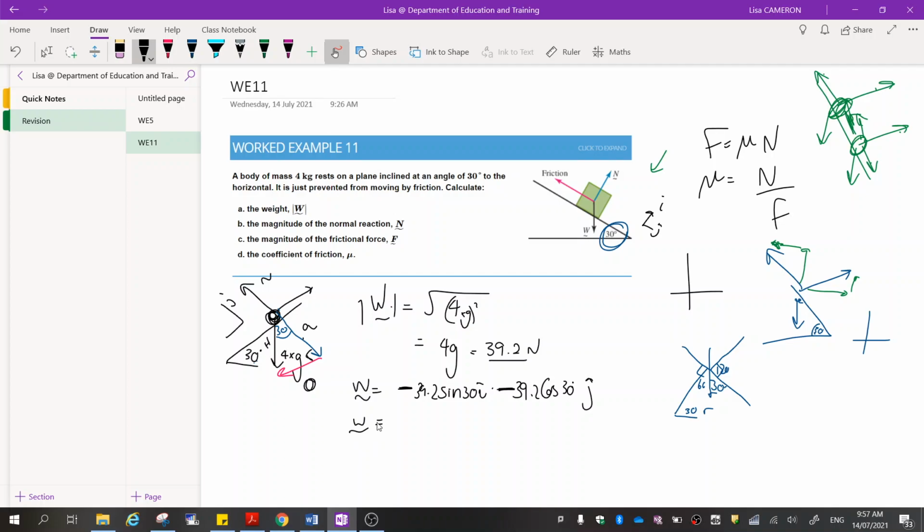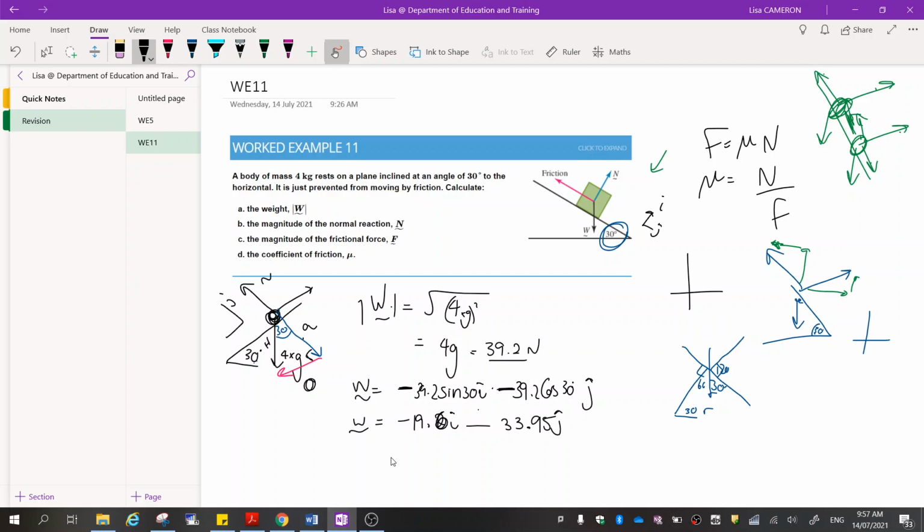So when I'm resolving my vectors, I just punch that into the calculator, and it's going to tell me what they are. So 39.2 sine 30, negative 19.6 I, minus 33.95 J. So that's the vector that makes up W.